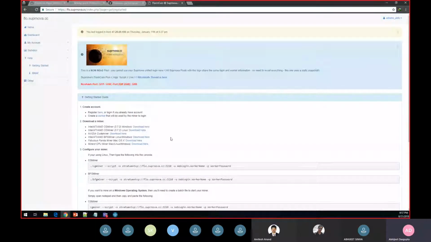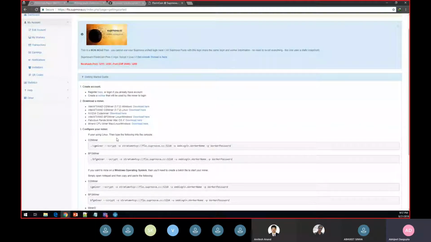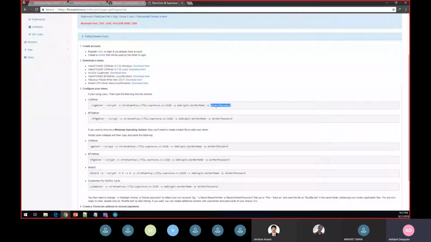Once you create your account and log into this flow.supernova account, you will have a section on the left side that says My Workers. I'm not going to click on it because it will show all my worker usernames and passwords. Once you go there, you need to create a worker by adding a worker name and a worker password.